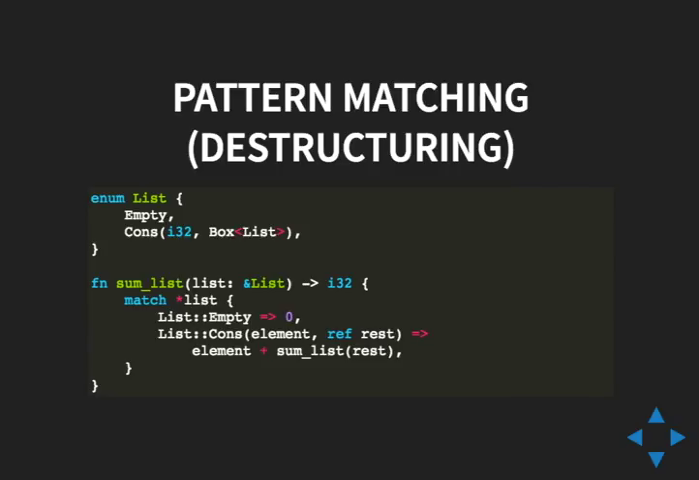So in this case, we have a sum_list function, and we match over the list. If it is empty, we return 0 because the sum of an empty list is 0. But if there's an element in the list, we match over Cons, and we assign the first value to element, and the rest of the list will be assigned to a variable called rest. And the body of the function on the right just sums the element plus the sum of the rest of the list. So, any question?